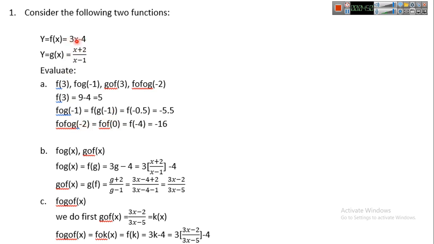f of 0 here is minus 4. I go to f, I replace x by 0. So minus 4. So it remains f of minus 4, it will be minus 12 minus 4, minus 16.